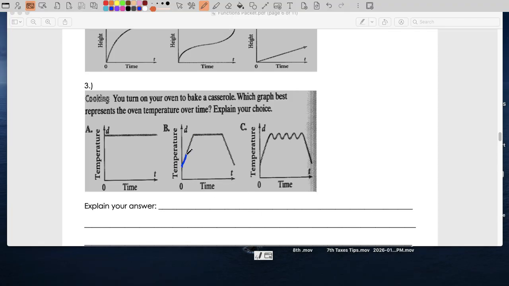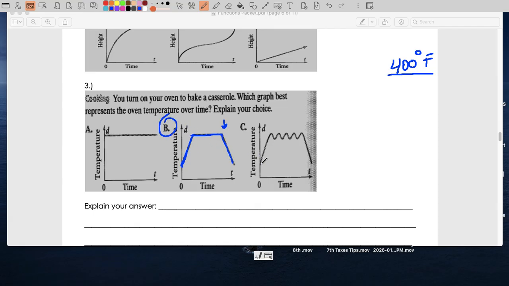The temperature goes up. Let's say you set it to 400 degrees Fahrenheit. It's going to warm up until it hits 400, and then it's going to stay there for, I don't know, the amount of time you're cooking the casserole. And then at some point, you take out your casserole, and then you turn off the oven, it goes down. This is the correct answer.